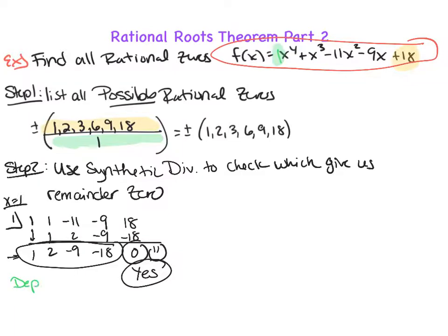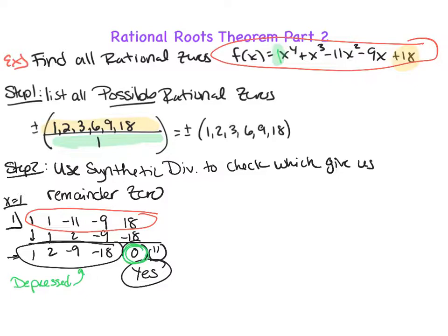It's the depressed polynomial. You can only use these depressed polynomials when you get a remainder 0. But now instead of using the really big 1, 1, negative 11, negative 9, and 18, and doing synthetic division to find the rest of the rational zeros, we can use the depressed version instead. It's not wrong to use the bigger one, it just is a lot easier to use the smaller one.